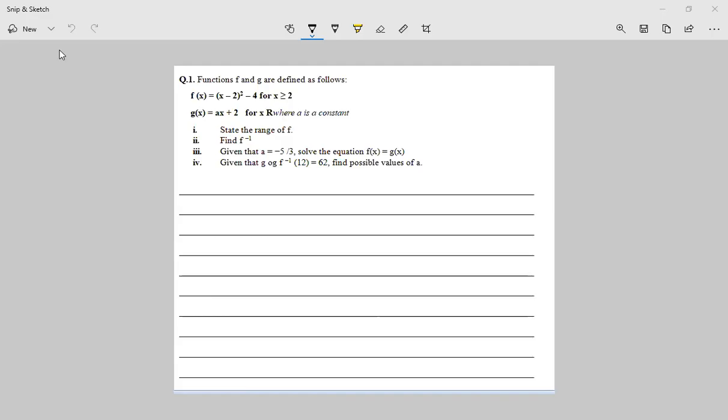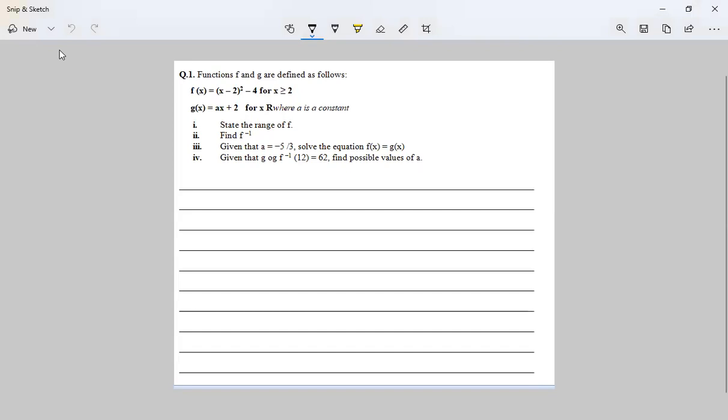The question is: functions f and g are defined as follows. The function is f of x is equal to (x minus 2) to the power 2 minus 4 for x greater than or equal to 2. The function f of x is already given, as we have seen.